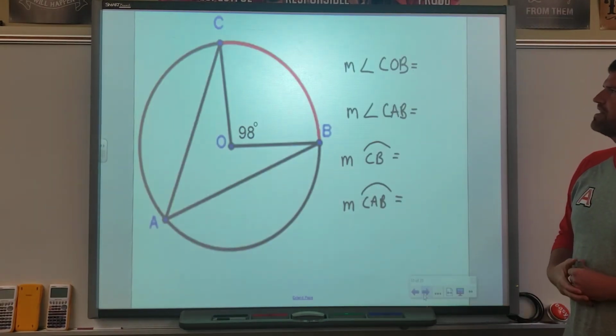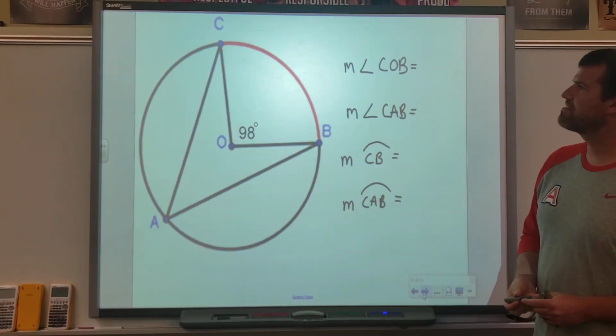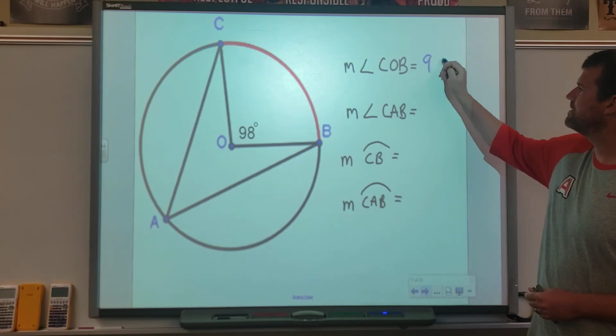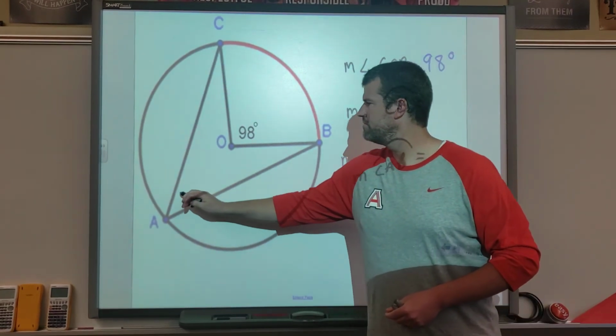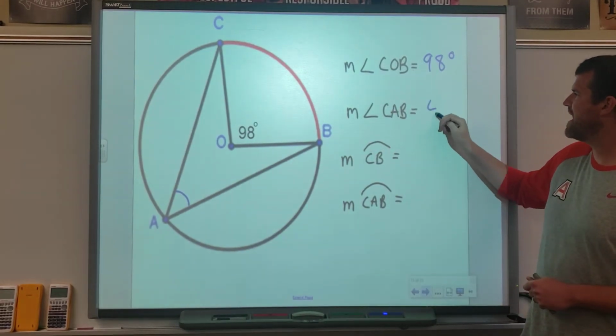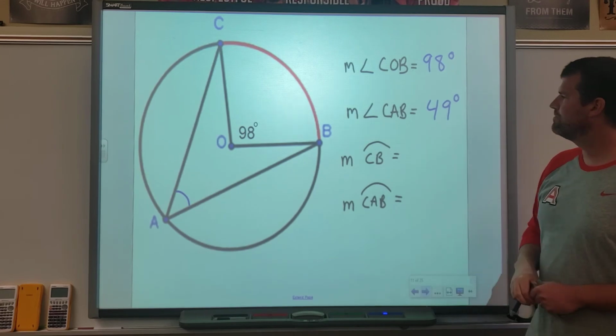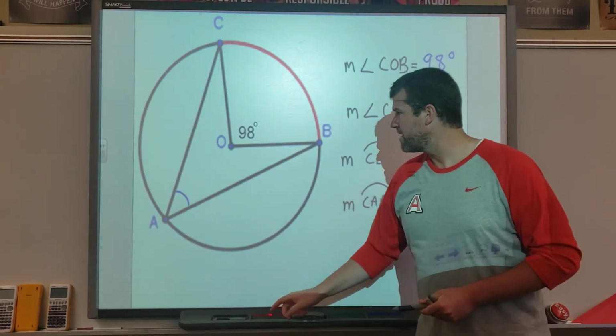All right, we're almost done. Another example, done quite a few of these. Angle COB is 98 degrees. Angle CAB will then be half, right? So 49 degrees. Hey, go 49ers. Arc CB is this arc right here.